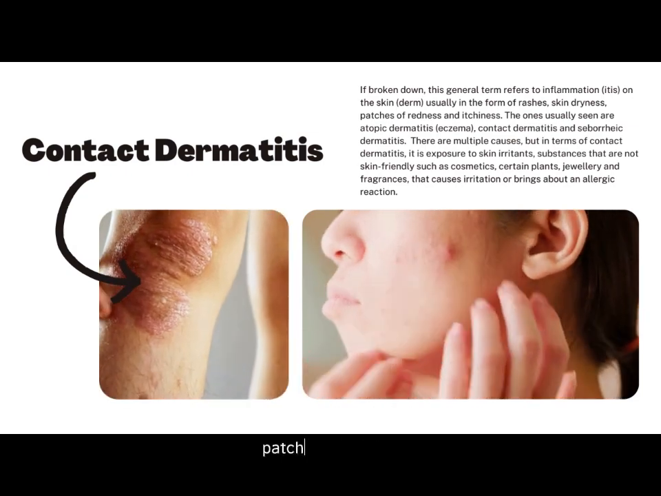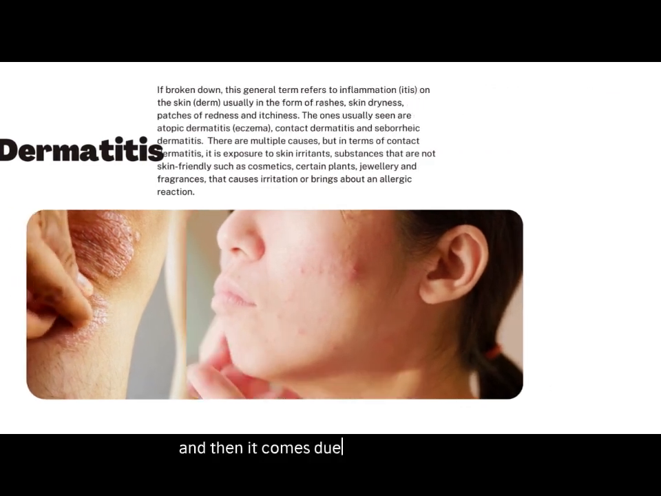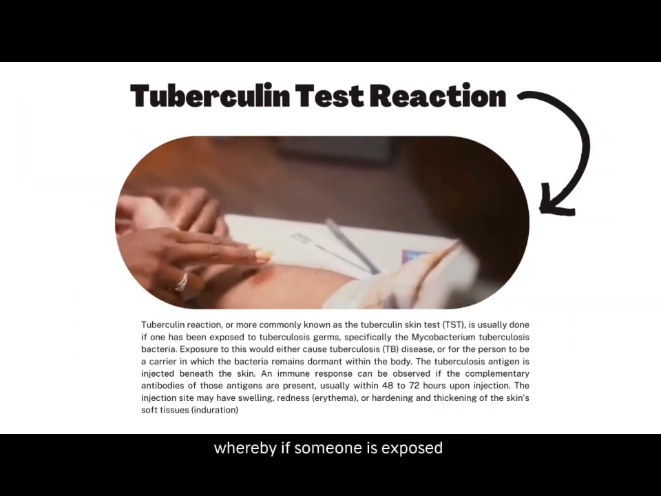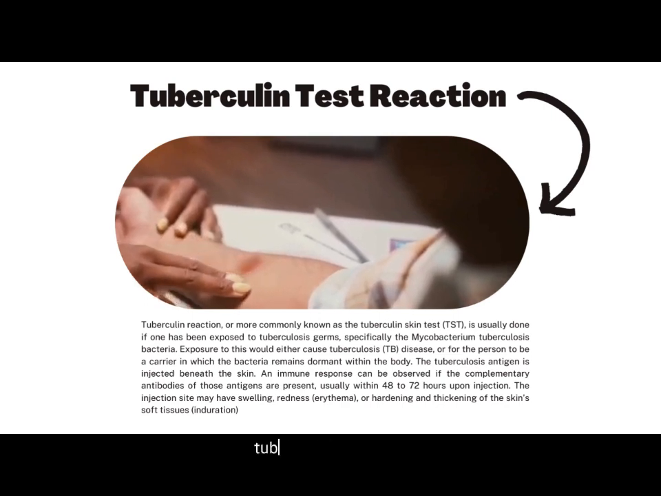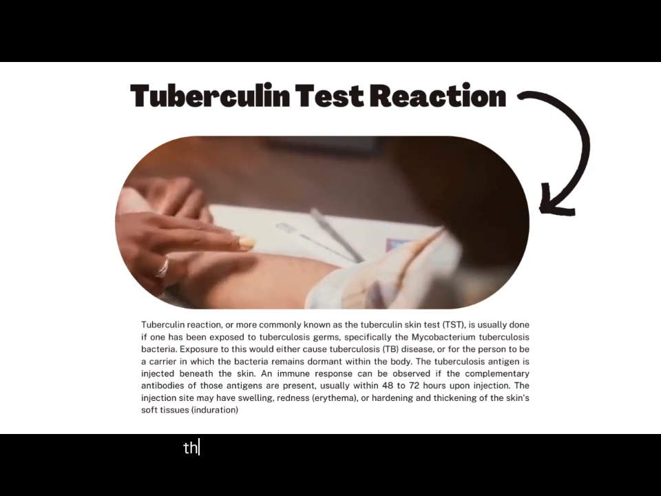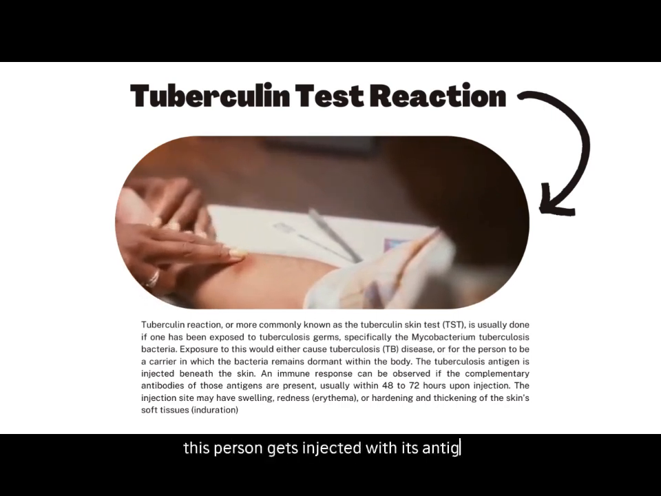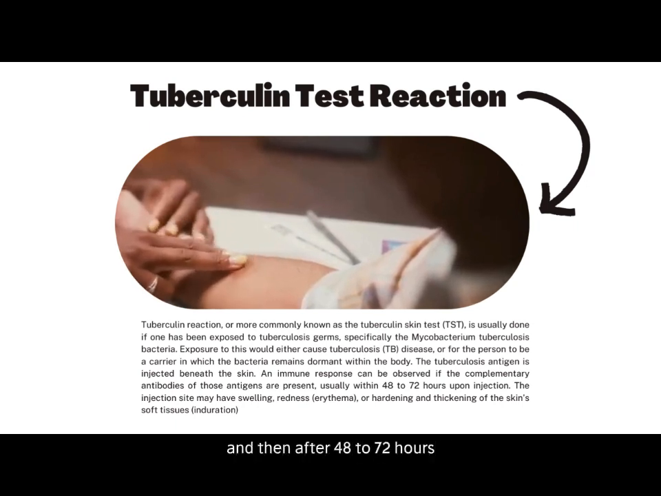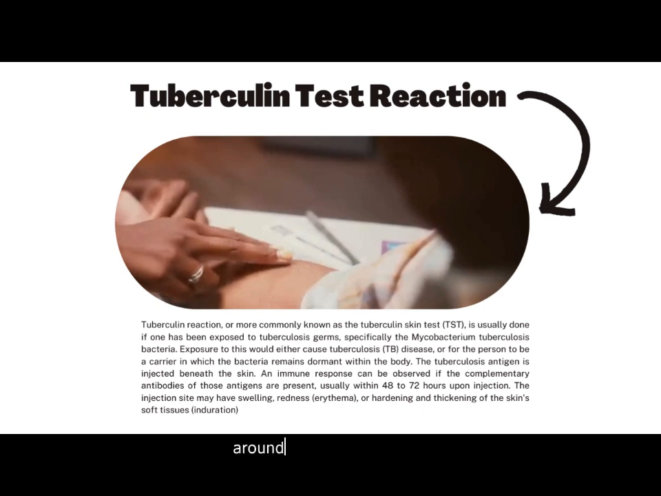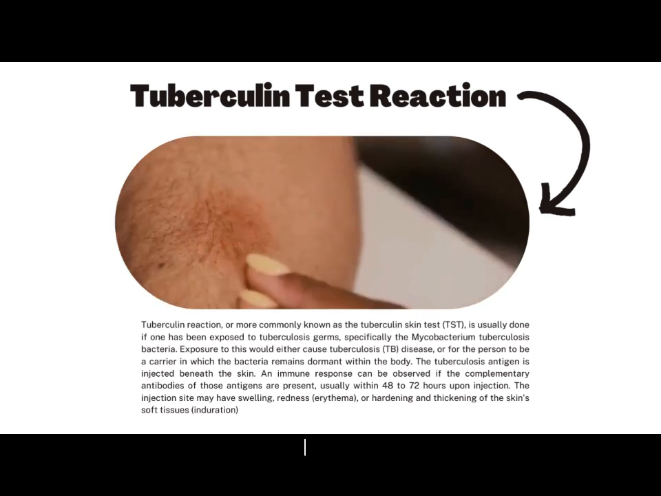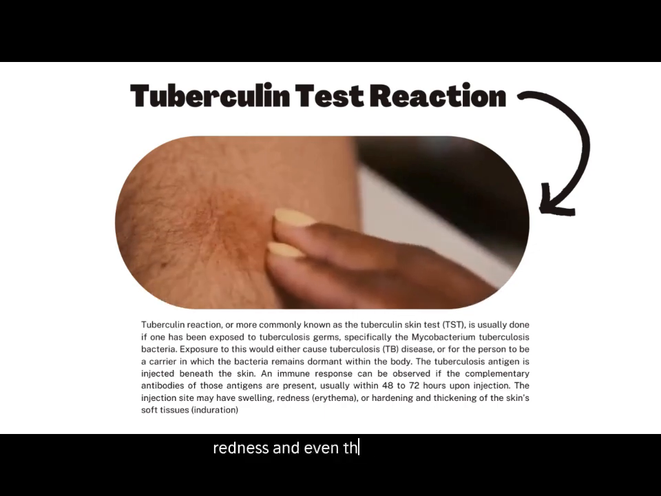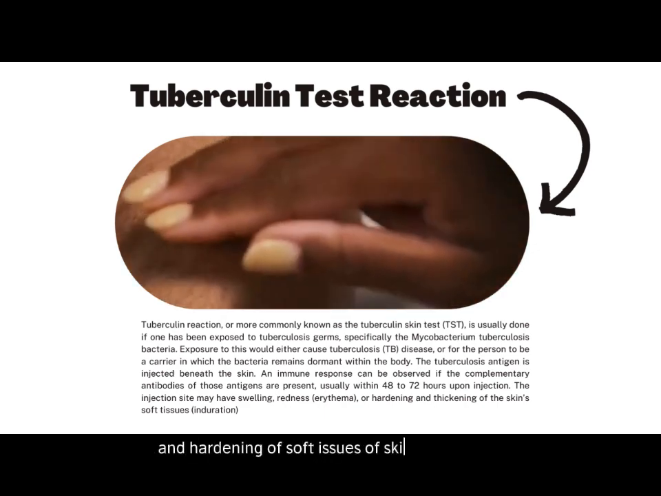usually in the form of rashes, itchiness, patches of redness. And then there is the tuberculin reaction, whereby if someone is exposed to Mycobacterium tuberculosis bacteria, this person gets injected with its antigen, and then after 48 to 72 hours around the site of injection, swelling, redness, and even thickening and hardening of the soft tissues of the skin can be seen.